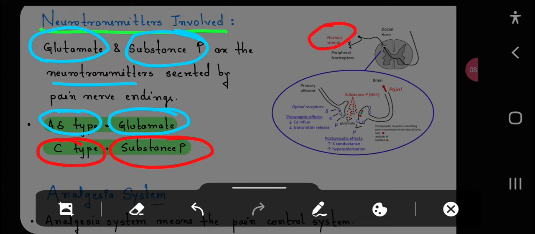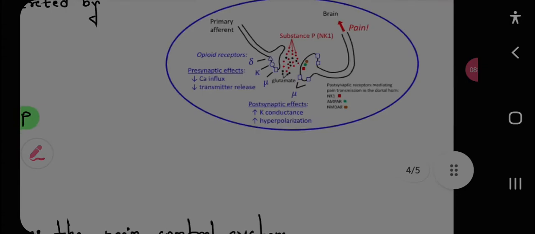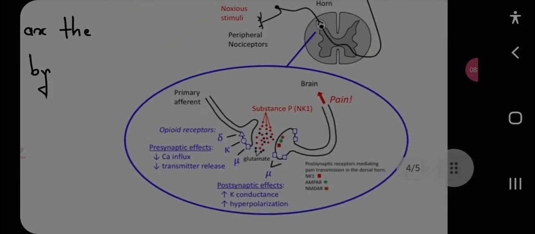Noxious stimuli act on peripheral nociceptors, the nociceptors for pain, as you know, and reach the dorsal horn via primary afferents, A delta and C fibers, and glutamate is released. Presynaptic effect: decreases calcium influx, decreases transmitter release. Postsynaptic effects: increases K plus conductance, increases hyperpolarization. Postsynaptic receptors mediating pain transmission in the dorsal horn: NK1, AMPAR, NMDAR.